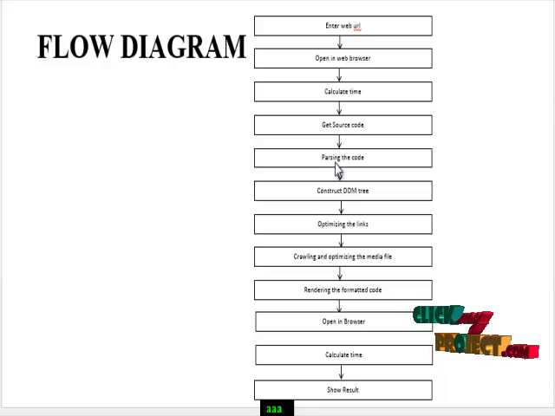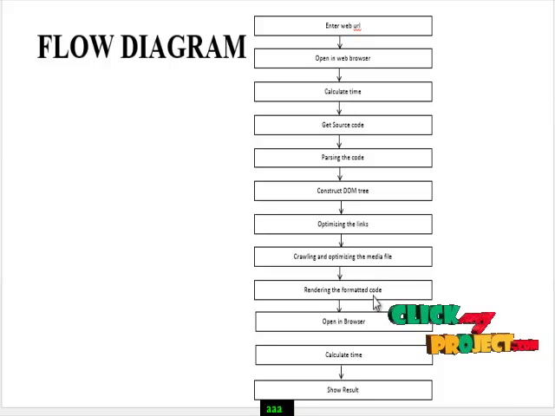The next process is to get our partitioning code. After completing this process, construct the DOM tree. Here we have to consider our DOM tree. After completing this process, optimizing the links. Here we have to optimize our links into one. And the next process is gzipping and optimizing the media file. Here we have to optimize the media file.